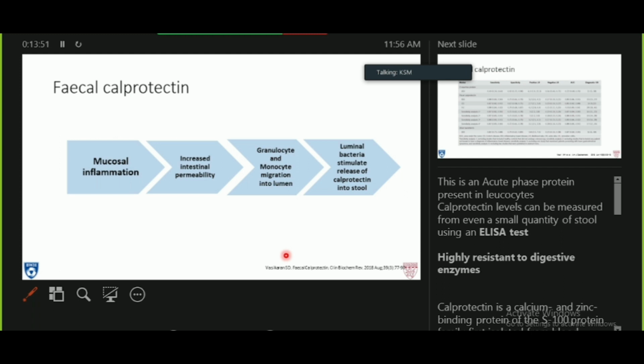The calprotectin is actually very stable at varying pHs, and you only need a small amount of stool to do an ELISA test to check the level of fecal calprotectin, and we usually use a cutoff of 200 and above to suggest inflammation.